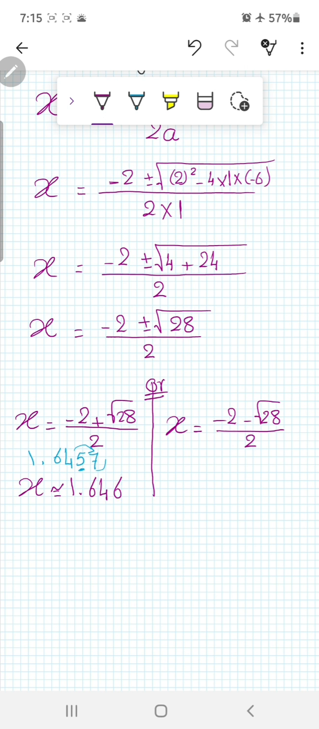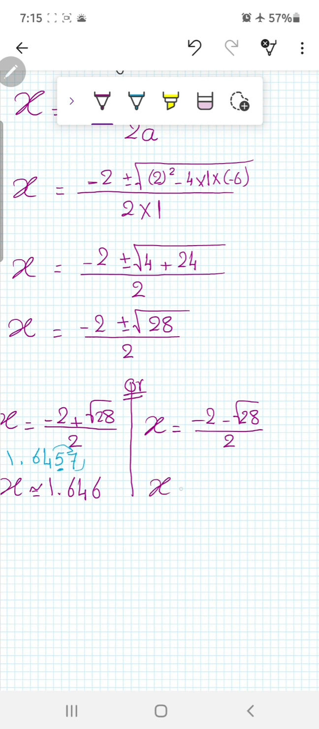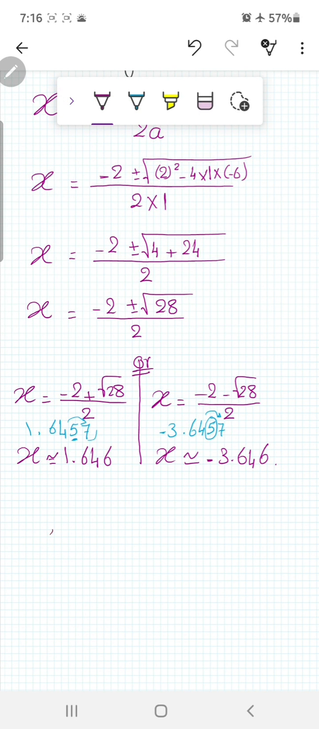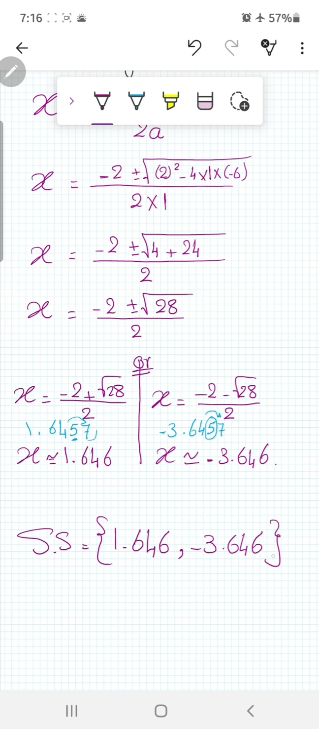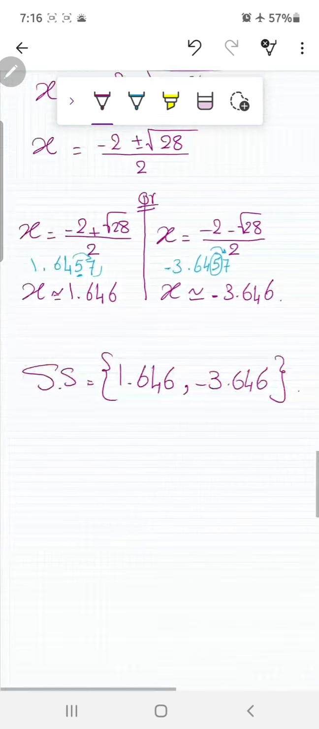1.646. Okay, second, here x equals, using your calculator, the result will be negative 3.6457. Also search for 5. Before 5, the reach number, so increase 5, it will also be 6. So here we have two solution set, 1.646 and negative 3.646.